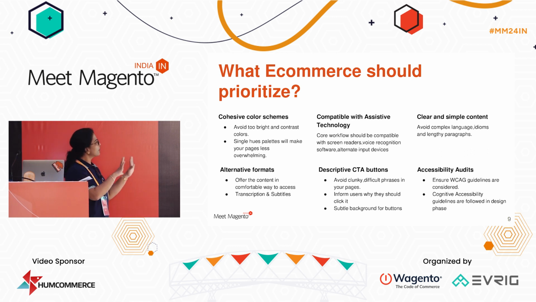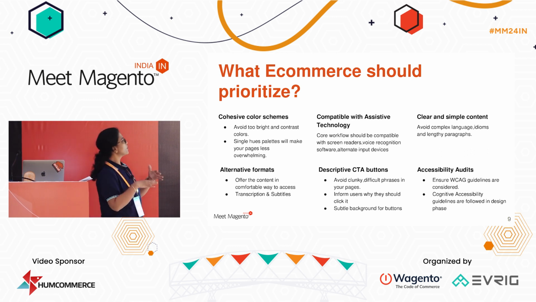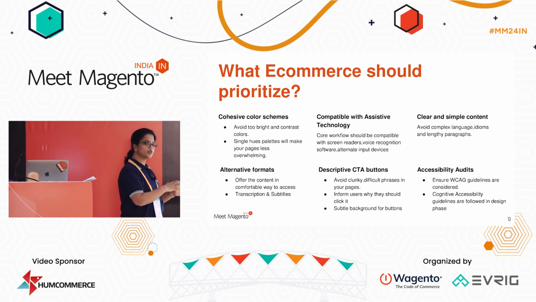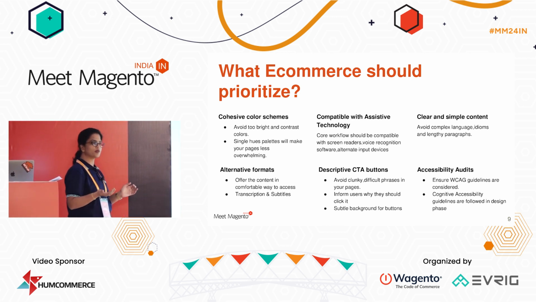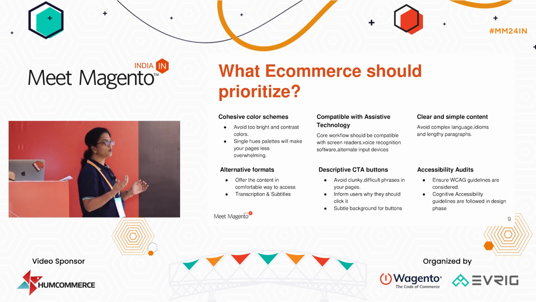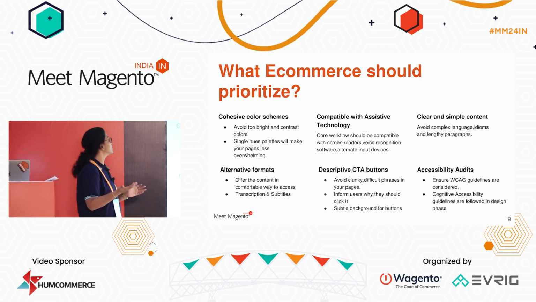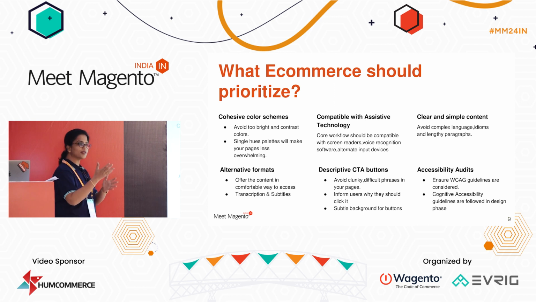So the next thing we are going to see: once we know about the neurodivergent user community, what do e-commerce website owners have to prioritize in their process? When they are designing and developing their websites or any product or tool, not only websites, there may be a product or any third party tools which support the e-commerce business, whatever they are developing. The first thing is the cohesive color scheme.